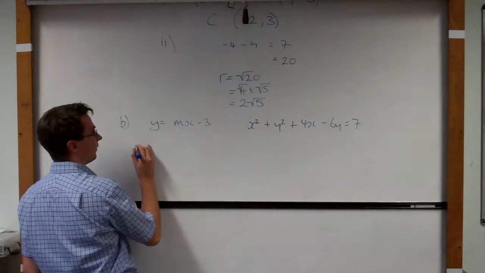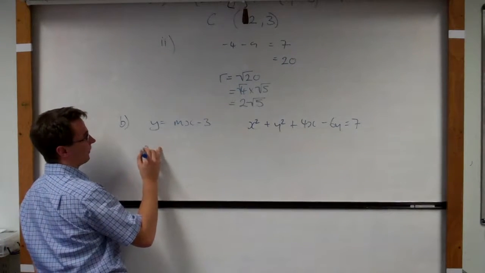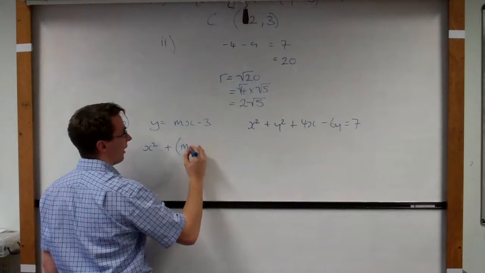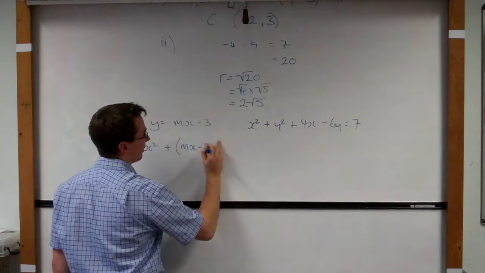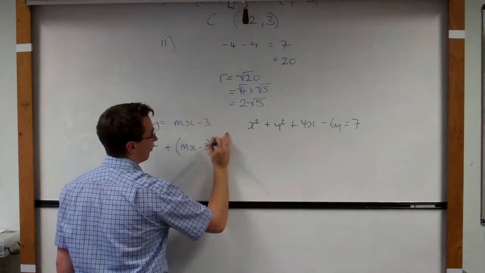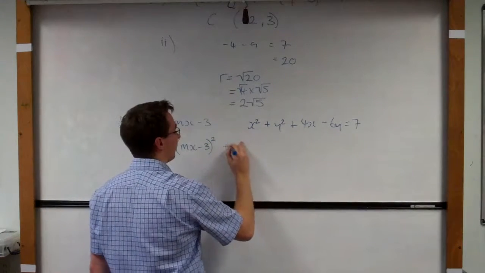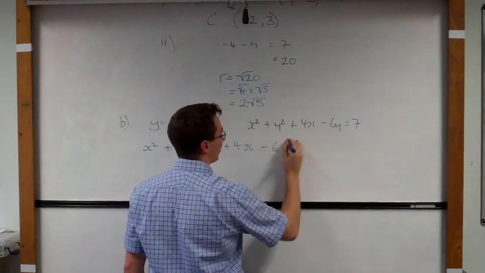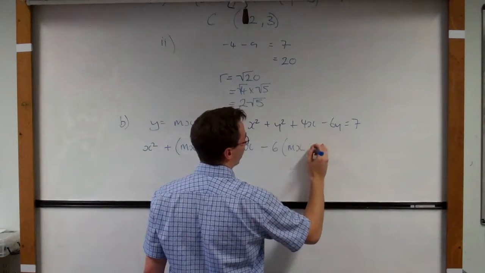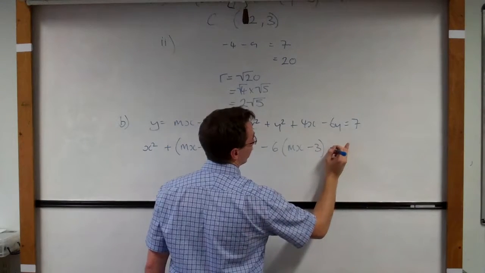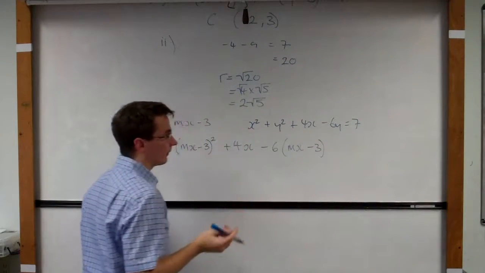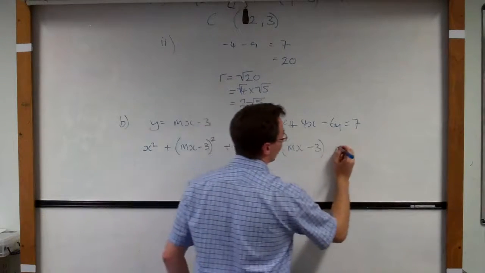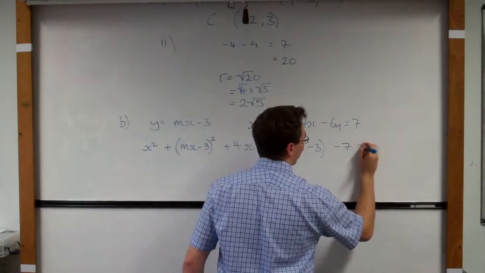So we've got x squared plus mx minus 3 all squared plus 4 lots of x minus 6 lots of mx minus 3. Now, I know it wants me to make it equal to 0, so I'm going to bring a 7 across before I start. Minus 7 equals 0.